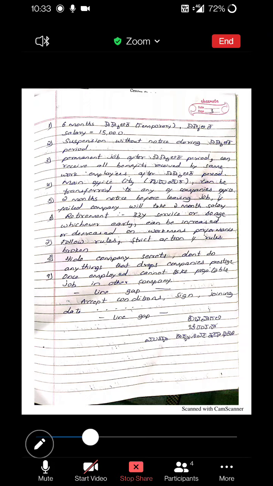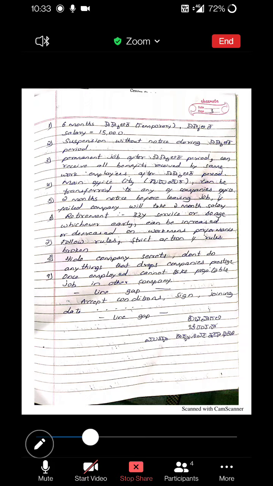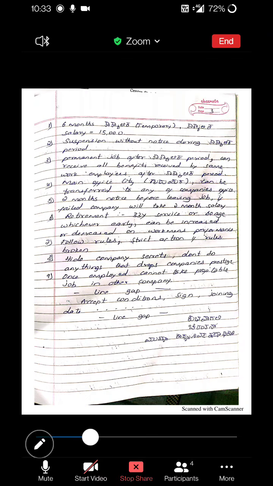Then rules are given. Follow the rules, strict action if rules are broken. You will have to write it translated into Kannada. Hide company secrets. Don't do anything that drops the company's prestige. So it is written in the letter itself. When he signs, he has to agree to all of the conditions. So one of the conditions is to hide company secrets. He will have to hide company secrets, and he will have to not do anything that drops the company's prestige.